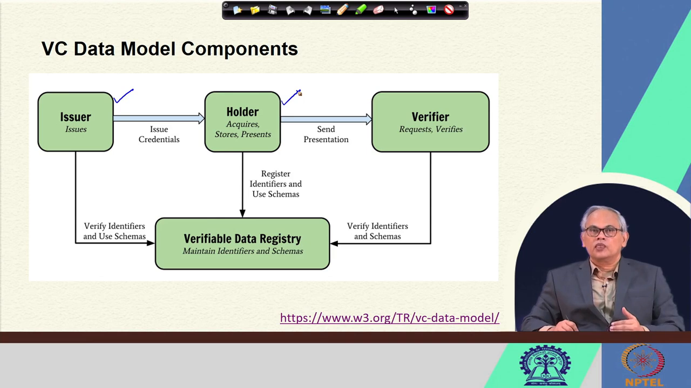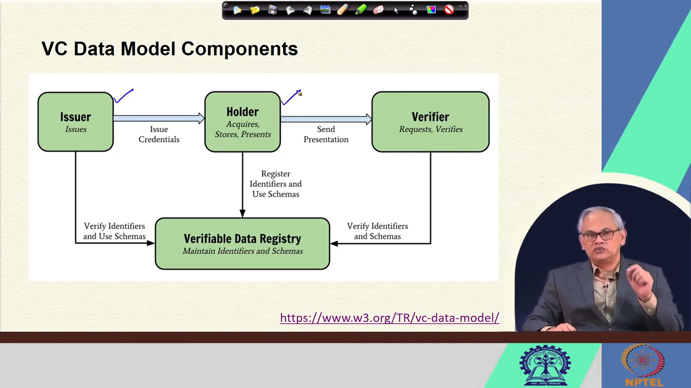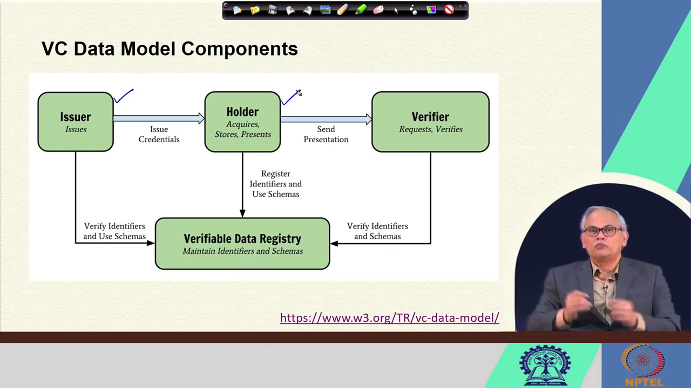And also in the verifiable data registry, certain types of information would be maintained which can be used for later checking whether indeed the VC was issued by that university, and similarly whether it was indeed issued to that particular alumni of the university. So, checking all these things will be done by means of this verifiable data registry.